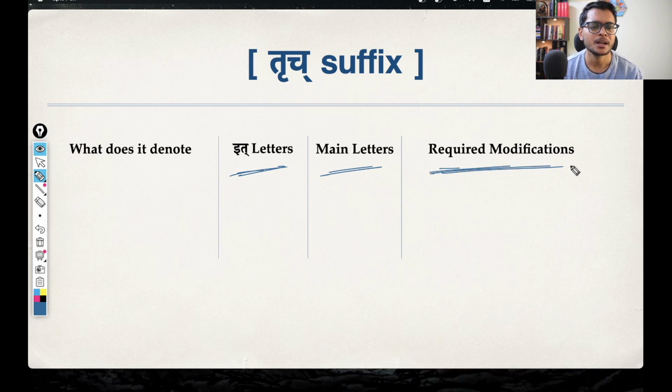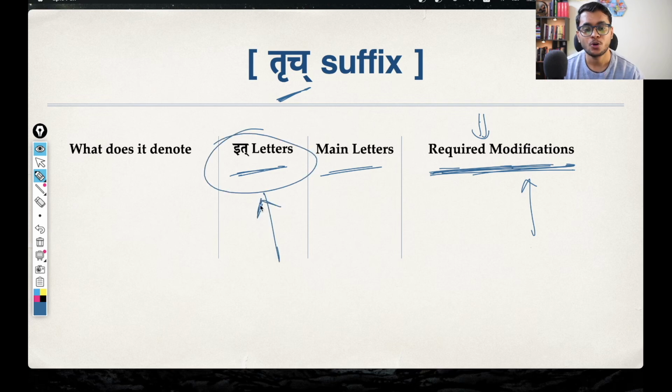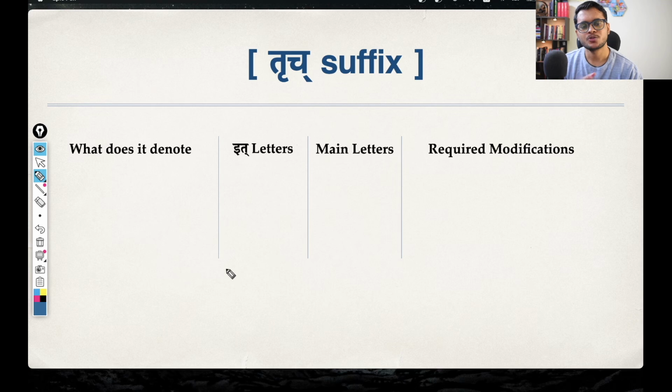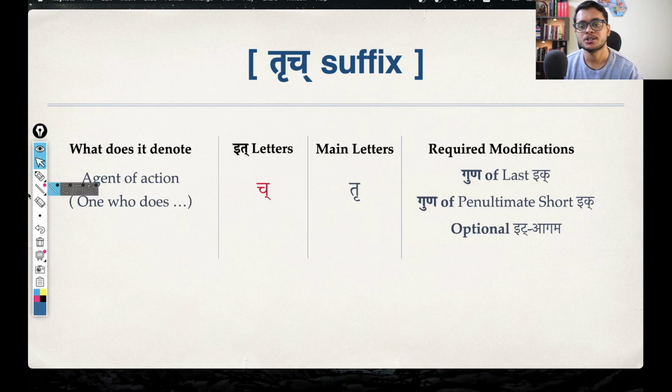And then the last column is required modifications. These required modifications tell the actual mechanism of these suffixes: what necessary changes should happen to the dhatu or the pratipadika to which these suffixes are attaching themselves. And here comes the importance of these it letters, because the it letters are what indicate the required modifications. Just by knowing the it letters of any suffix, you will be able to understand the required modifications that suffix will cause to whatever it is attaching itself to. This is the first time we are encountering this format, so I am just explaining these four columns. Now let us see these details for this particular suffix, trich suffix.